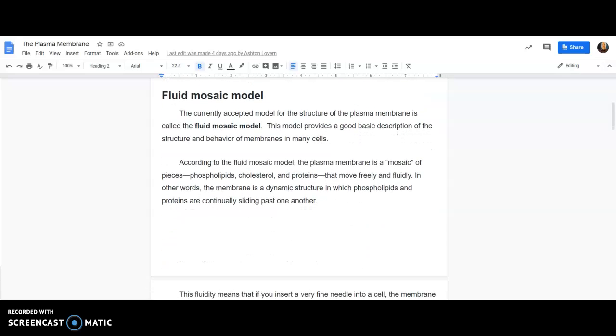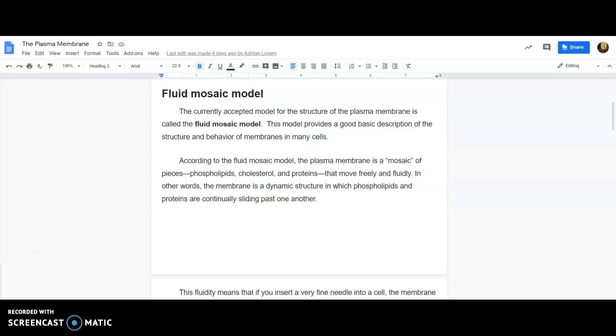Fluid mosaic model. The currently accepted model for the structure of the plasma membrane is called the fluid mosaic model. This model provides a good basic description of the structure and behavior of membranes in many cells. According to the fluid mosaic model, the plasma membrane is a mosaic of pieces, phospholipids, cholesterol, and proteins that move freely and fluidly.